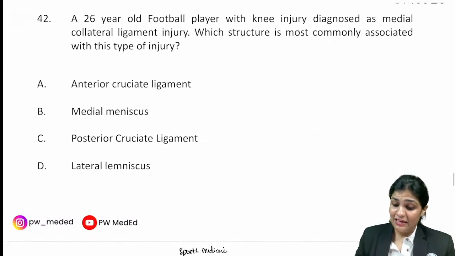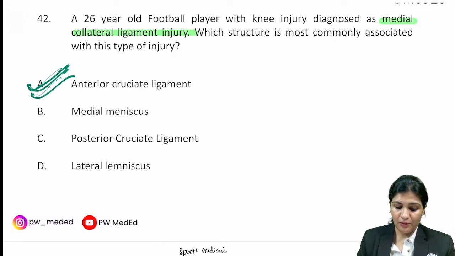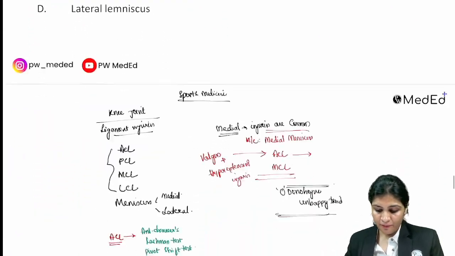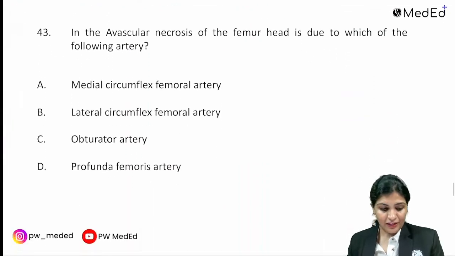And now, as they have mentioned that the medial collateral ligament injury is there, usually it is associated with your anterior cruciate ligament. So this is the answer. The anterior cruciate ligament is the answer, right? That completes the question. And then the next one.